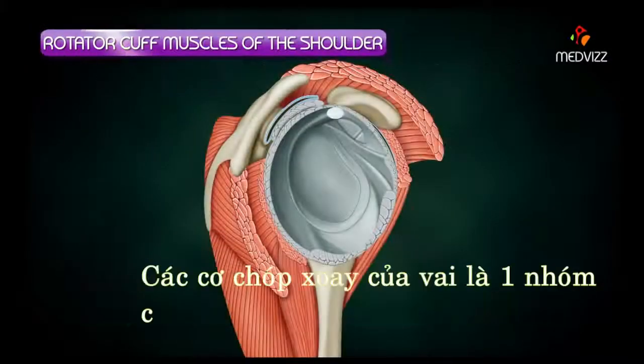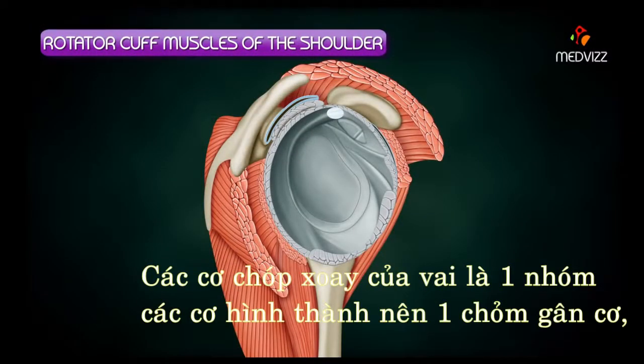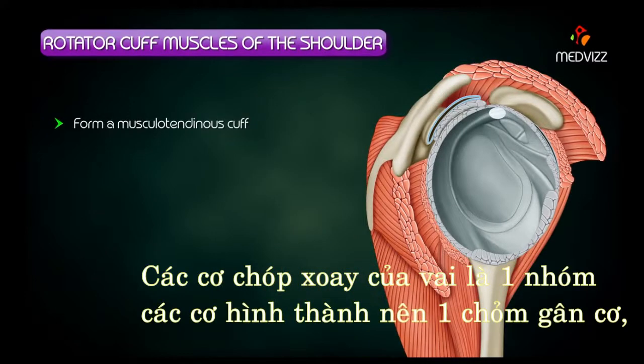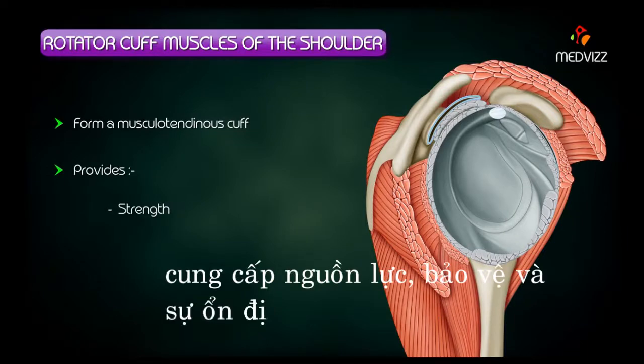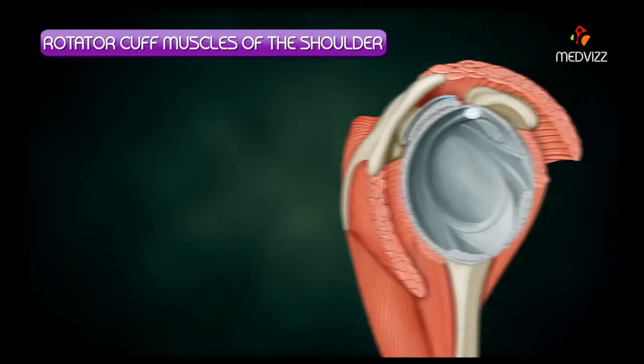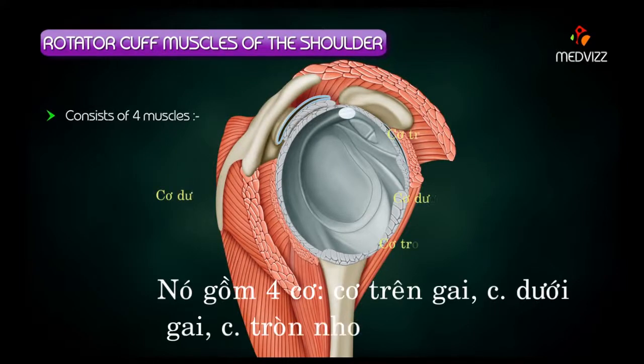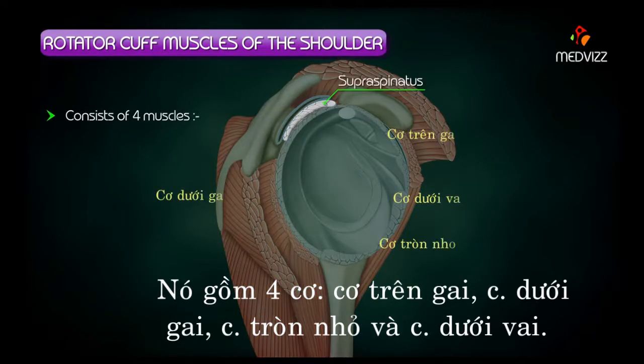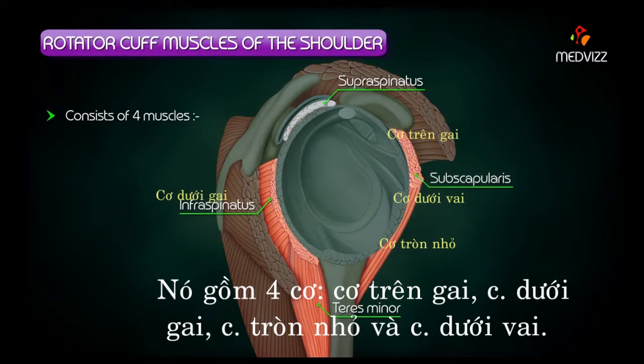Rotator cuff muscles of the shoulder. The rotator cuff muscles are a group of muscles that form a musculotendinous cuff which provides strength, support, and stability to the capsule of the shoulder joint. It consists of four muscles: Supraspinatus, Infraspinatus, teres minor, and the subscapularis.